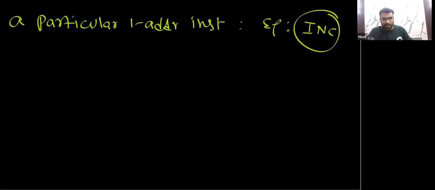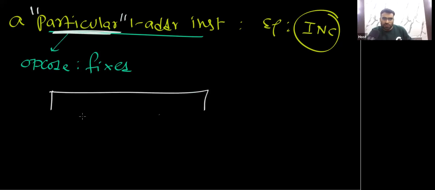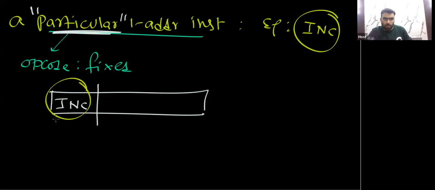For example, let's assume you have this inc, increment the value of some register. So this is a particular one address instruction. Because I am discussing a particular instruction, I can say the opcode is fixed. So here you can easily see that this is your opcode, and that is fixed.